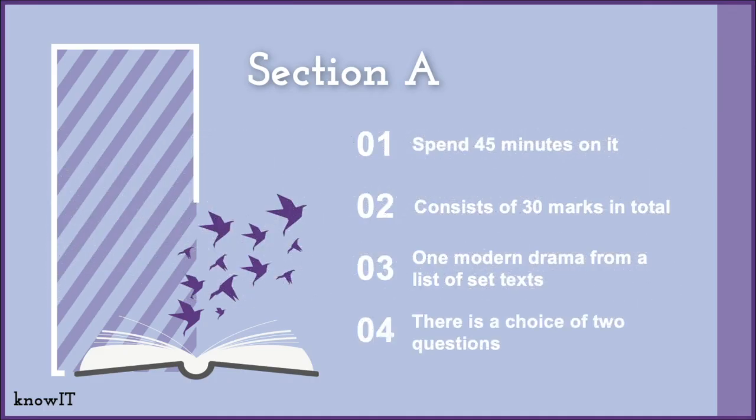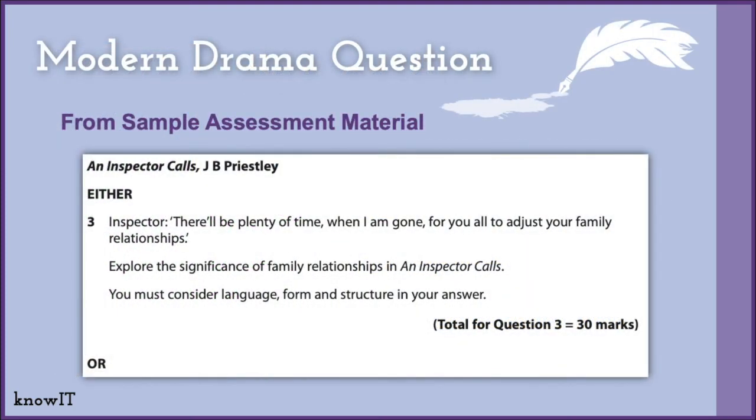And once again, there is a choice of 2 questions, so there will be 2 questions for each text. So for An Inspector Calls, I had a choice of 2 questions, and moving on, let's look at the question. So this is from the sample assessment material, which is once again linked below in the description. The use of either and or over here in the paper clearly shows that you have a choice of 2 questions. You don't have to answer both. You can choose to answer either one or the other.